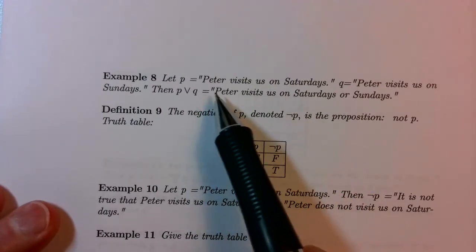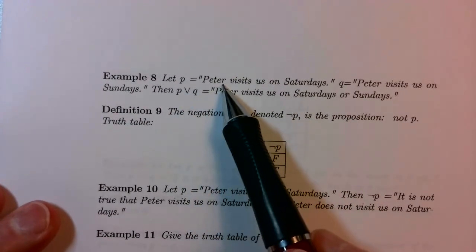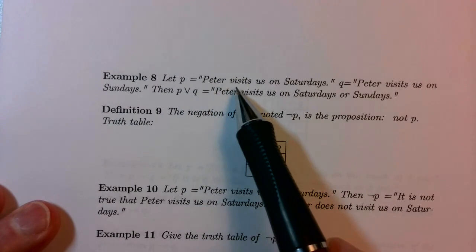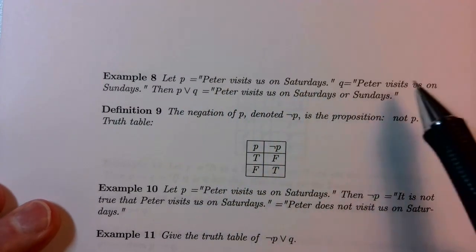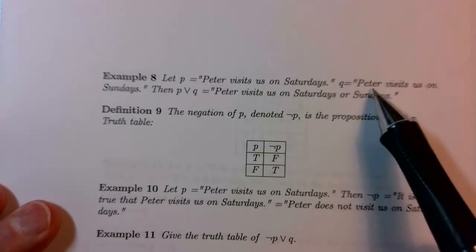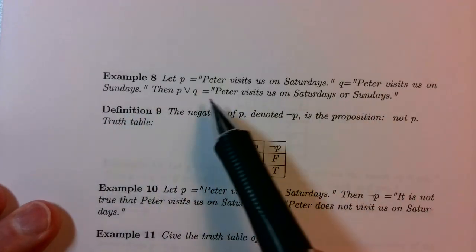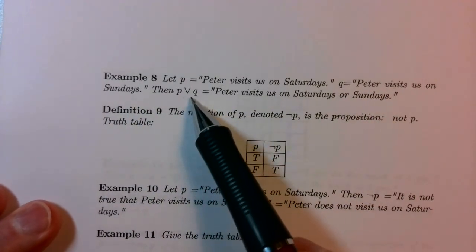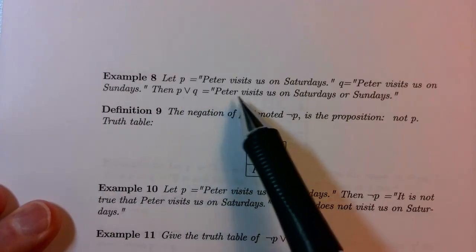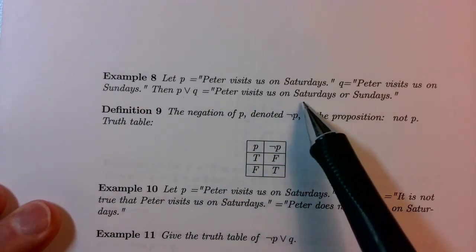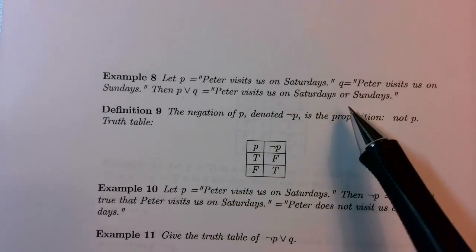And here we have an example. P means Peter visits us on Saturdays. Q means Peter visits us on Sundays. P or Q then means Peter visits us on Saturdays or Sundays.